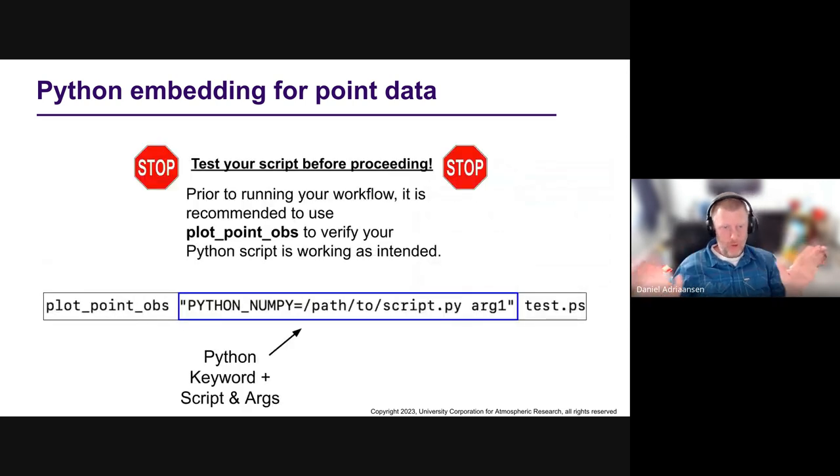And then before we go on to PointStat, we're going to stop again. We have a similar tool for the point observation case as for the gridded data case, and that is the plot_point_obs tool. I think this is a relatively newer tool in the last few versions of MET, I'm not sure. But regardless, this is another great, highly recommended way to verify that your Python script is able to pass the point observation data to MET, and MET is able to put it on a map somewhere using the latitude and longitude.